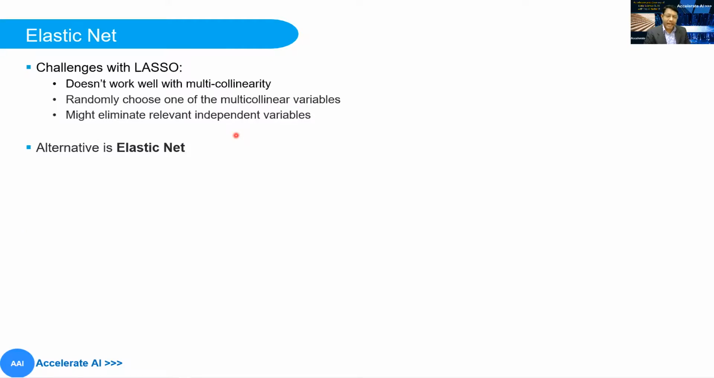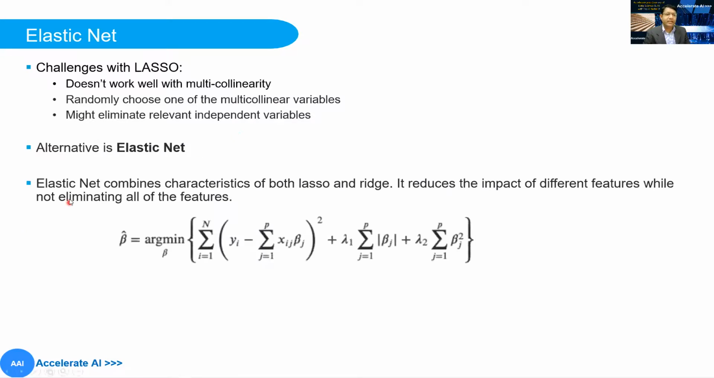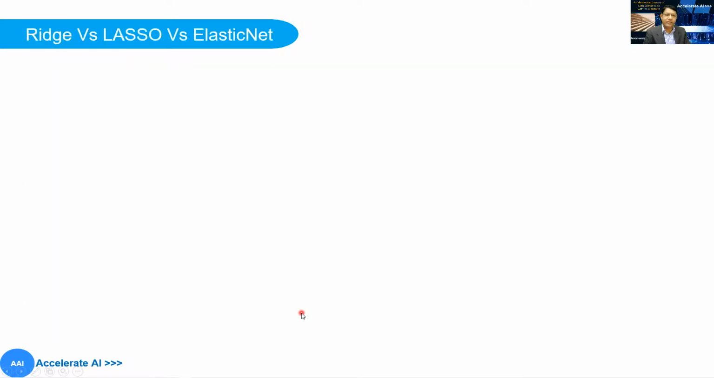So one alternative of Lasso is the ElasticNet. In ElasticNet, we combine the characteristics of both Lasso and Ridge. So it reduces the impact of different features, as in it shrinks the coefficients, but it also doesn't eliminate all the features completely. So in ElasticNet, what we do is we add both the L1 as well as the L2 penalty terms into our cost function, or residual sum of squared, and this is our new cost function, and our new estimates of beta will be given by those which reduce the overall cost function. So ElasticNet formula is essentially we are adding Ridge plus Lasso. It's kind of adding all of the three.